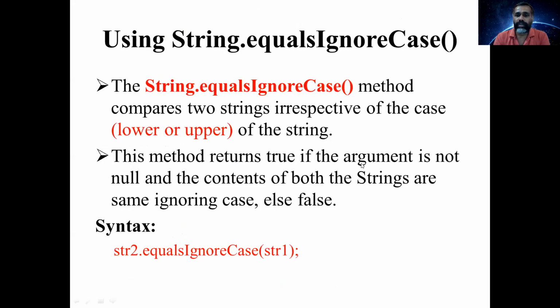This method returns true if the argument is not null and the content of both the strings are the same, ignoring case. So both the strings are the same, and it does not consider the case, it ignores the case. The syntax for this is string 2 dot equalsIgnoreCase. IgnoreCase is nothing but ignoring the lowercase or uppercase of string 1.